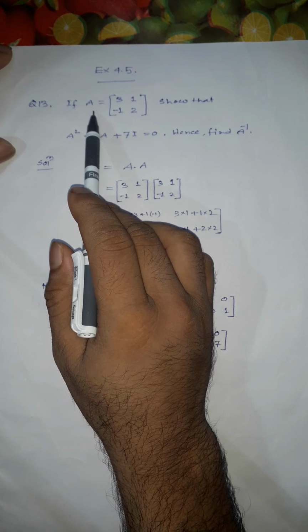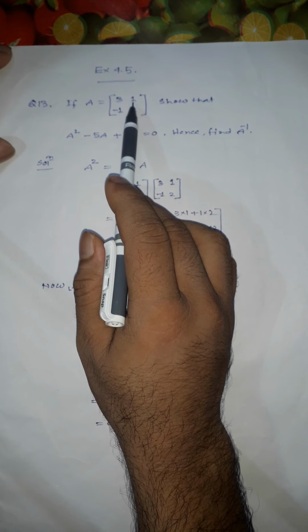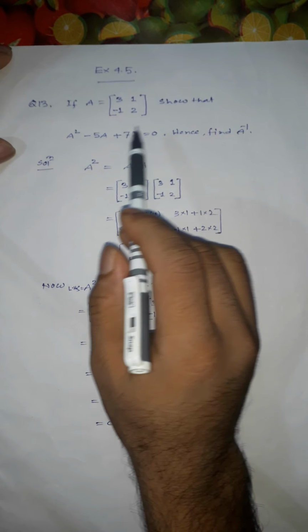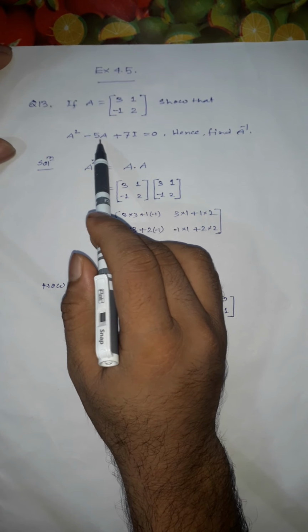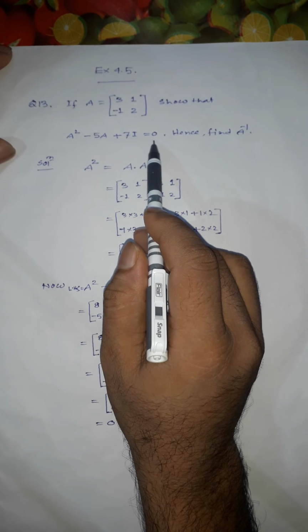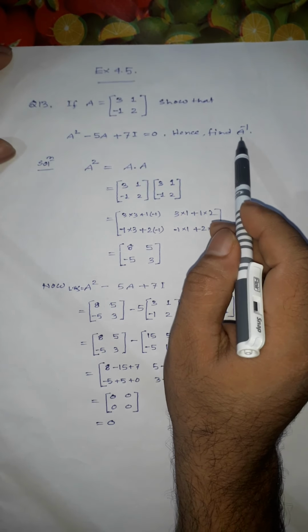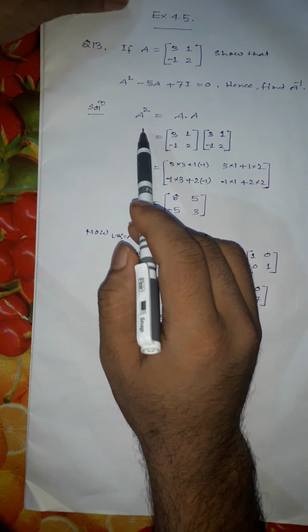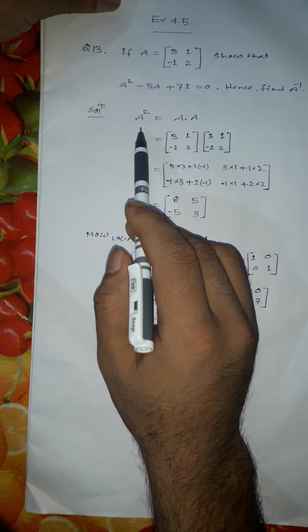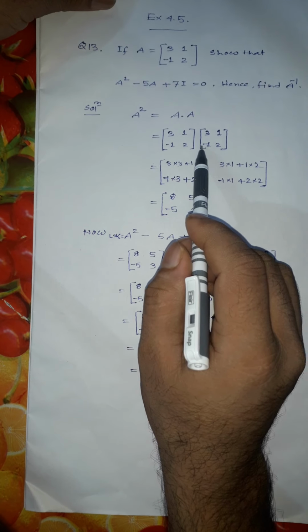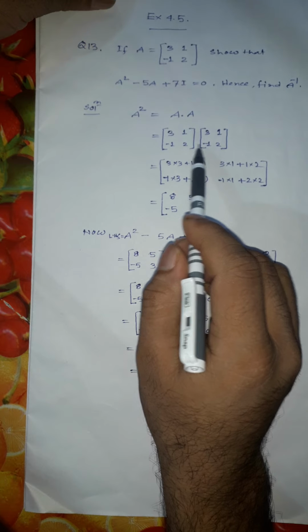If the matrix A equal to [3, 1; -1, 2], so that A square minus 5A plus 7I equal to 0, hence find A inverse. So first you find A square. A square equal to A into A. You multiply the matrices, same matrix.